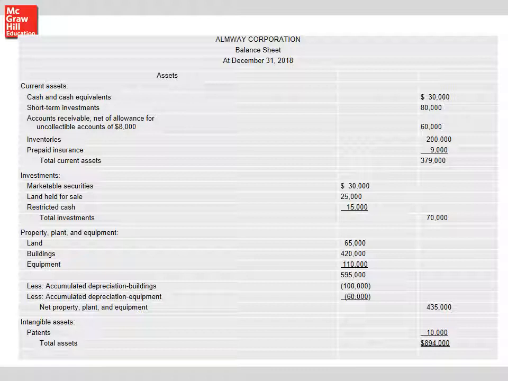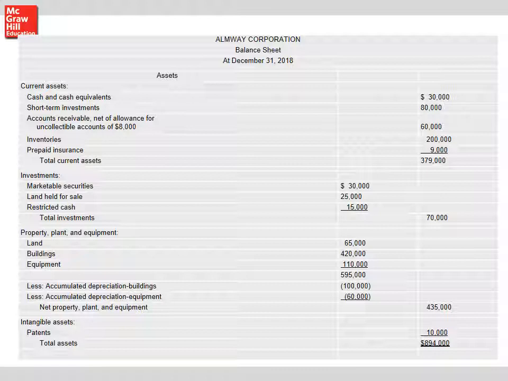Inventories, there's nothing changed there, so they're reported at 200,000, as well as prepaid insurance. And we know it's a current asset because it'll be used up in 9 months. You don't have to put that on the balance sheet. They're just telling us that for our purposes. So our total current assets would be totaled. Then we go to the investment category.